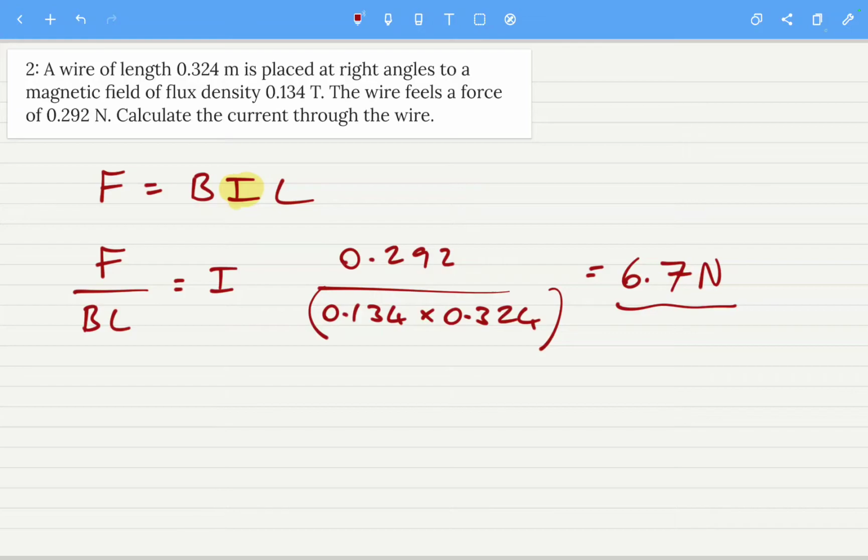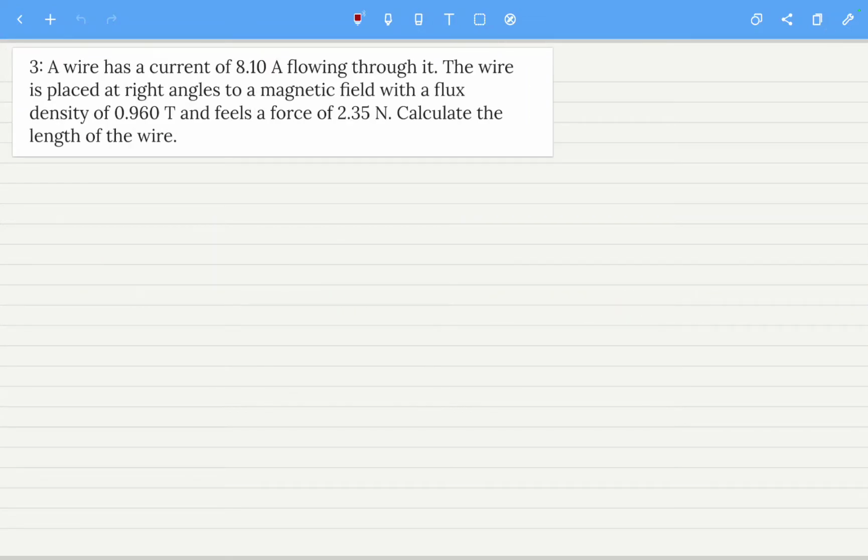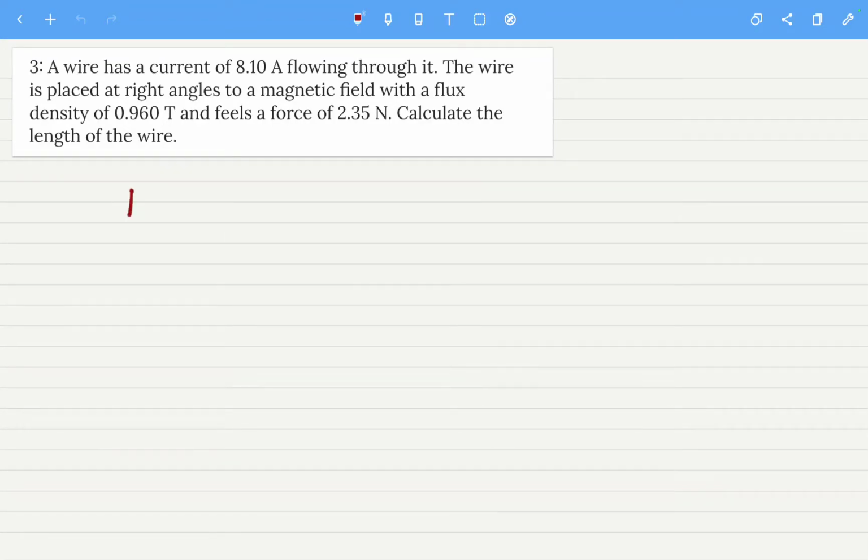All right, let's do number 3. I'm going to pause and have a go at this one. Number 3: a wire has a current of 8.1 amps flowing through it. The wire is placed at right angles to a magnetic field with a flux density of 0.96 Tesla, and it feels a force of 2.35 newtons. Calculate the length of the wire. Straightforward again. It's F equals BIL.